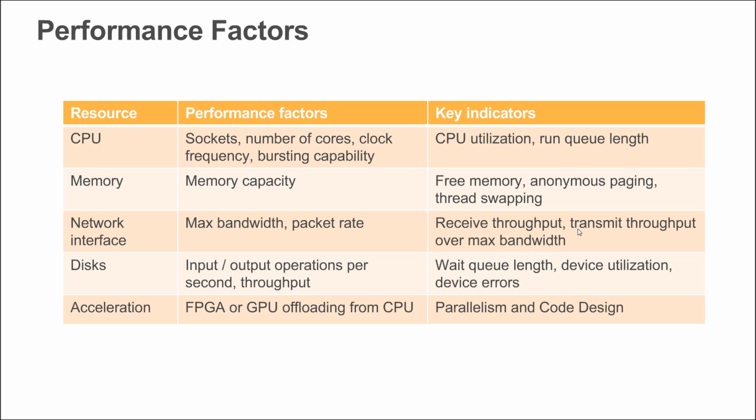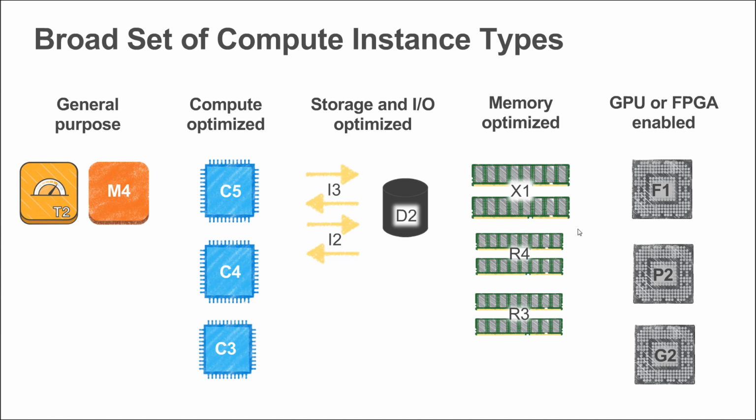So when it comes to understanding your application, you'll want to look at all of these factors and do some testing in order to determine which one most affects the overall performance of your application. And once you've done a little bit of that testing, you're generally going to know what you're constrained by. And from there, it's pretty easy to start picking the right instance family.